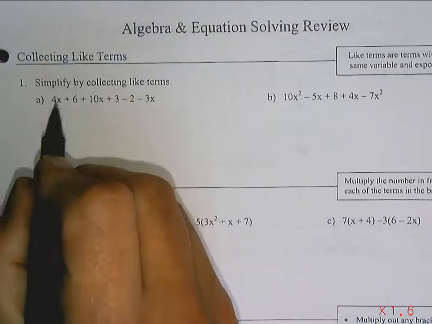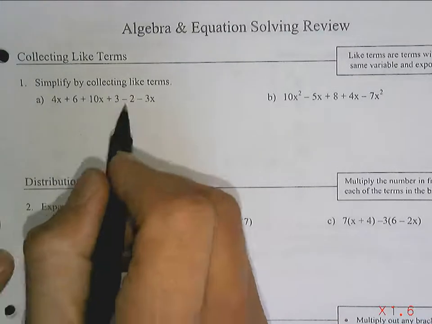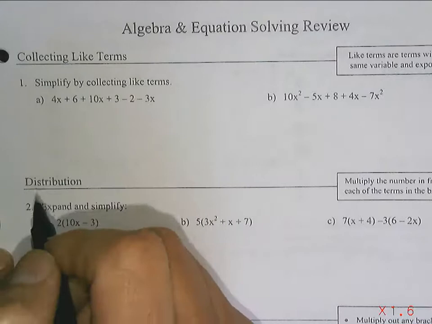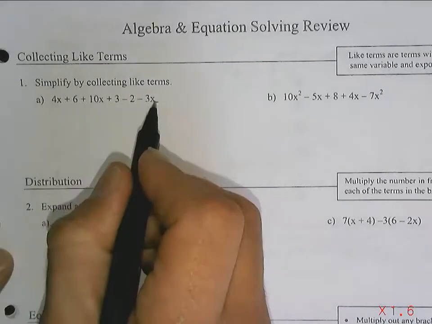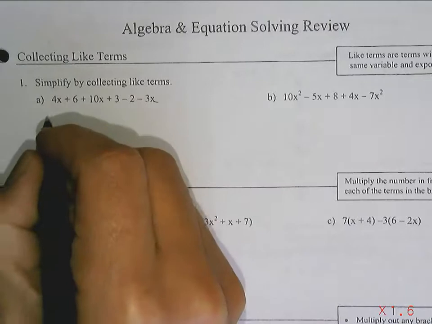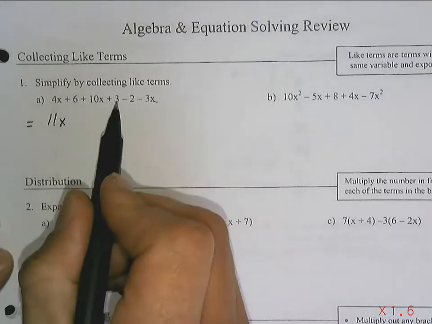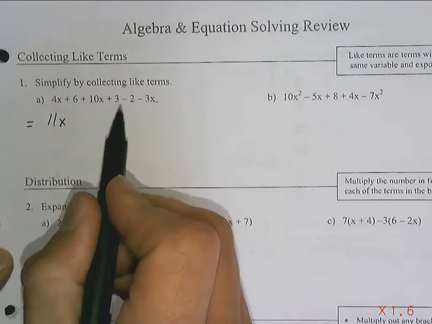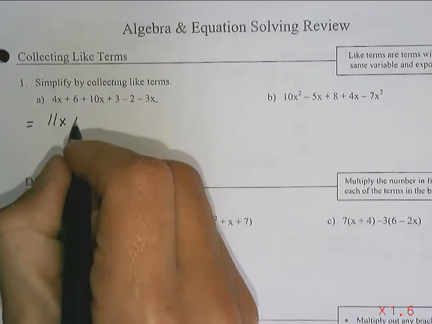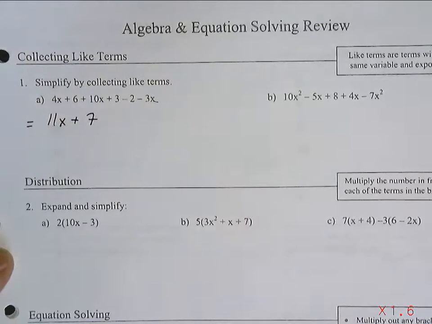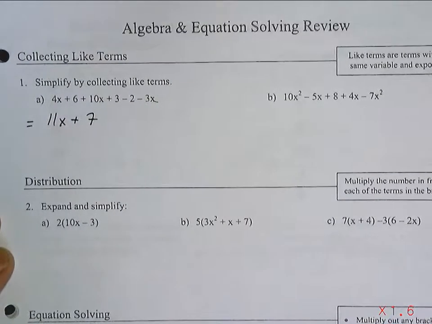So I've got 4 x's and a 6, plus 10 more x's, plus a 3, minus a 2, minus 3x. So putting the x's together, I've got 4 plus 10 is 14, subtract 3 is 11. So there's 11 x's. I've got 6 plus 3, which is 9. Well, actually, what I'd rather do is 3 minus 2 is 1, so 6 plus 1 is 7, and that's just easier for me to do in my head. But the choice is yours. And that's the answer.